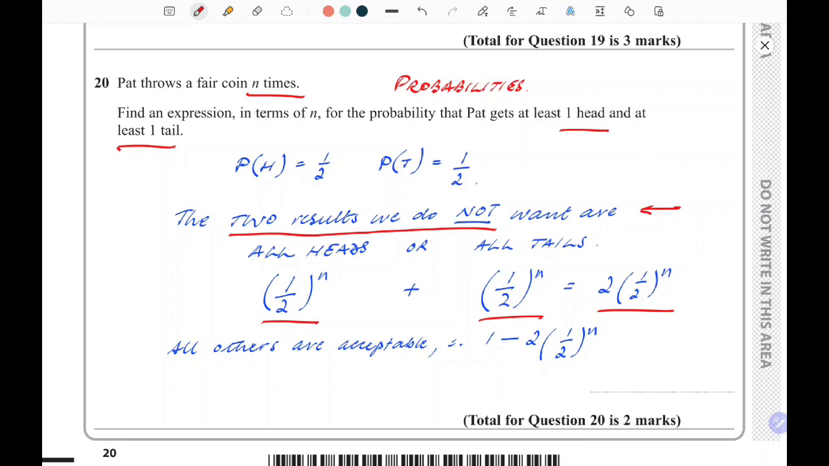Okay. The reason this looks actually much simpler than it is because both heads and tails have the same probability. All right, that's why it perhaps doesn't look any different in terms of solutions, but that is the correct way to do that. And therefore, all others are acceptable. So just get rid of these 2. So 1 minus 2 times half to the power n, okay? And that is your actual solution.